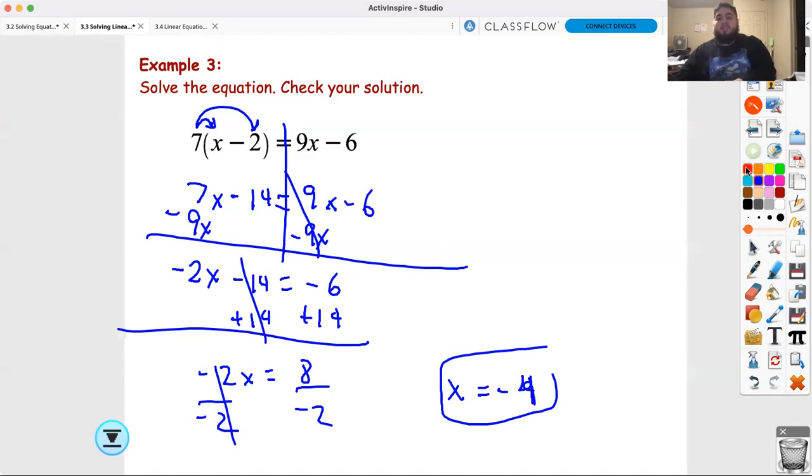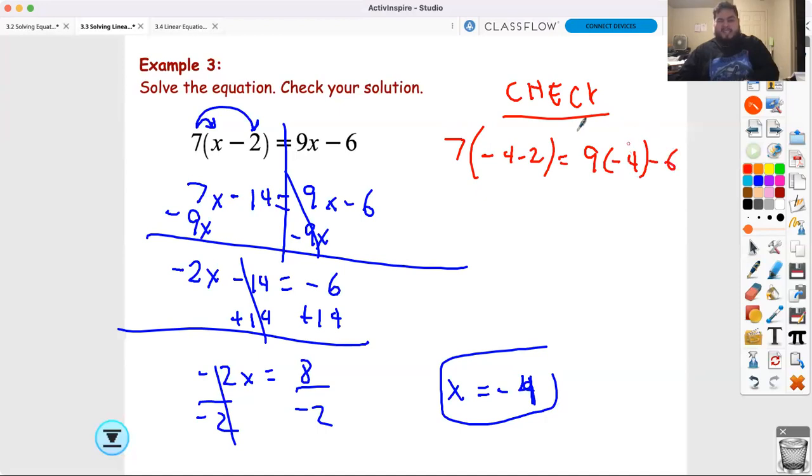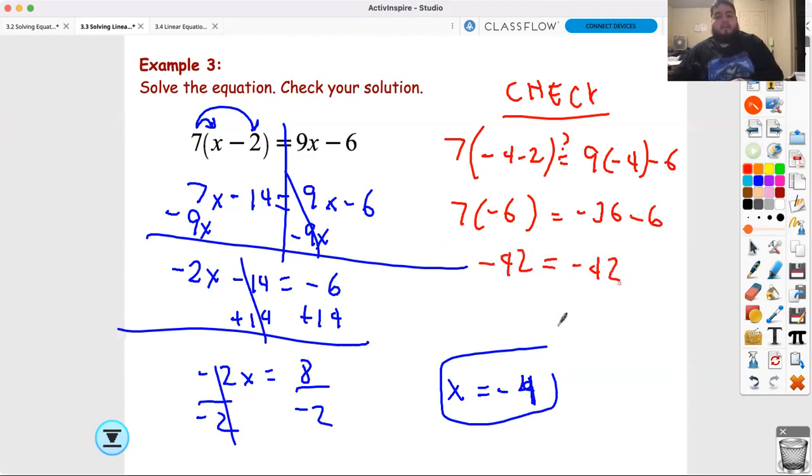Now remember, guys, the checking part is a technique that you should learn now to help you out in your other classes after mine. So it'll be 7 parentheses negative 4 minus 2 equals 9 times negative 4 minus 6, question mark. It's 7 times negative 6, which is negative 42, and 9 times negative 4 is negative 36, minus 6. So I get negative 42 equals negative 42, which is true. So that is the correct solution, class.